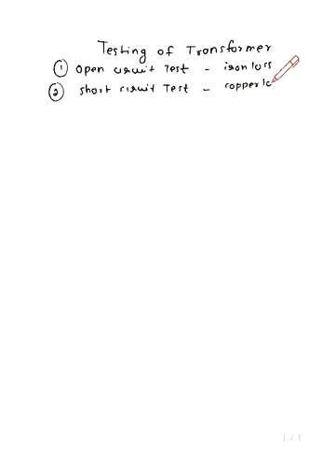So there are two types of losses. One is fixed loss or constant loss, that is called iron loss, and one is variable loss, that is called copper loss. First we will see the open circuit test. In the open circuit test, first we will make the circuit diagram.